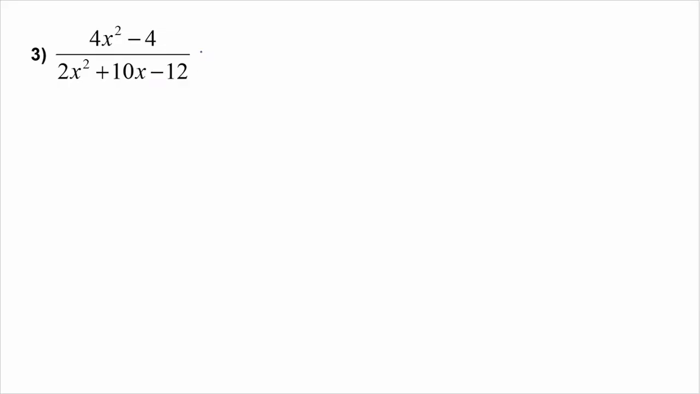Okay, again, we're going to look for greatest common factors in the top and the bottom, and then factor. So on the top, it looks like I have a GCF of 4. This will give me an x squared minus 1 up top if I divide each of those by 4. On the bottom, I've got a GCF of 2, so I'll take a 2 out of everything in here. I'll divide each of these by 2, so that gives me x squared plus 5x minus 6.